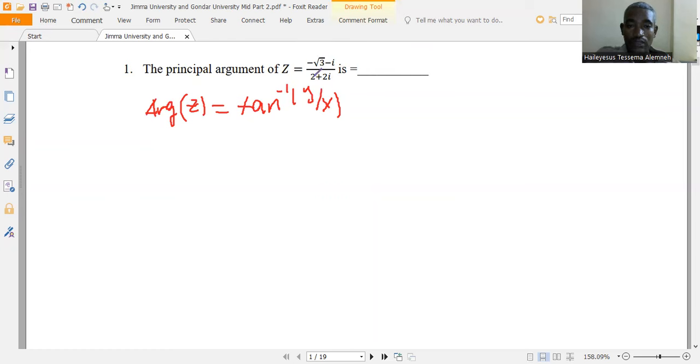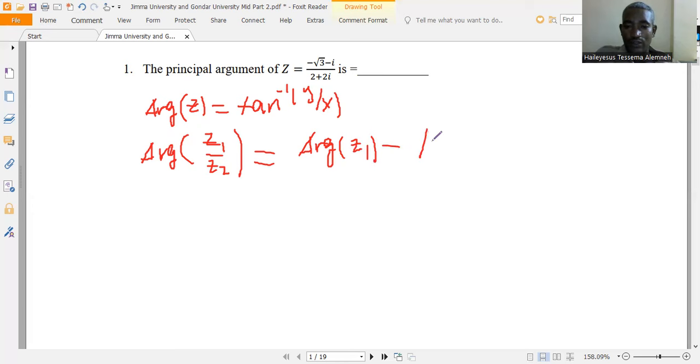Instead of multiplying by the conjugate, we can use the property of an argument to get the argument. So the argument of the quotient of two complex numbers, z1 over z2, by the property of an argument is the same as the argument of z1 minus the argument of z2. Instead of multiplying by the conjugate and then finding the principal argument, using this property we can easily get the argument.